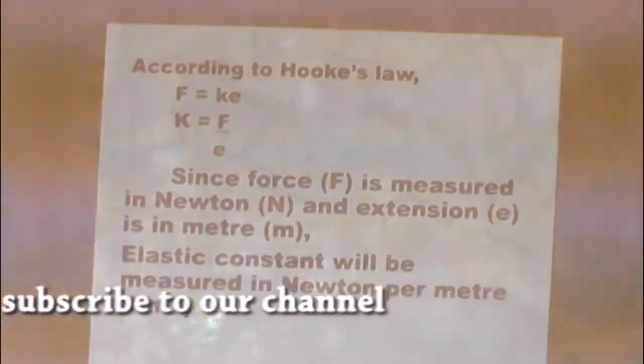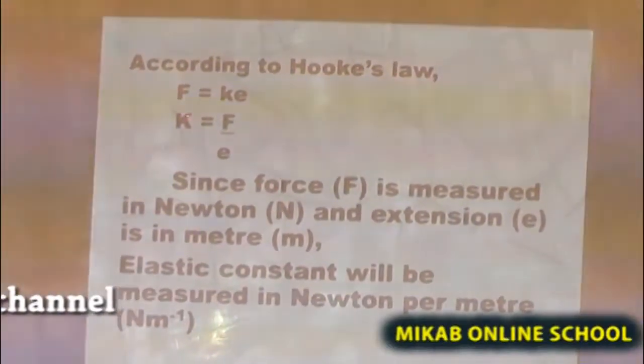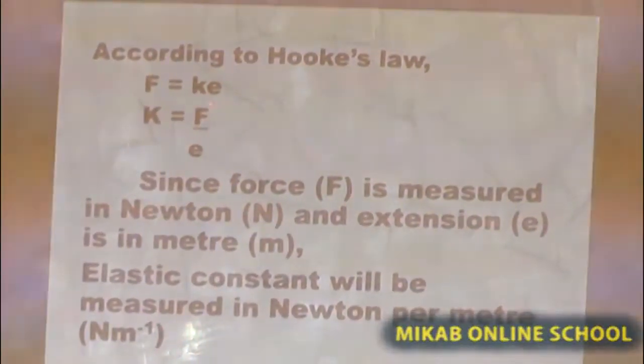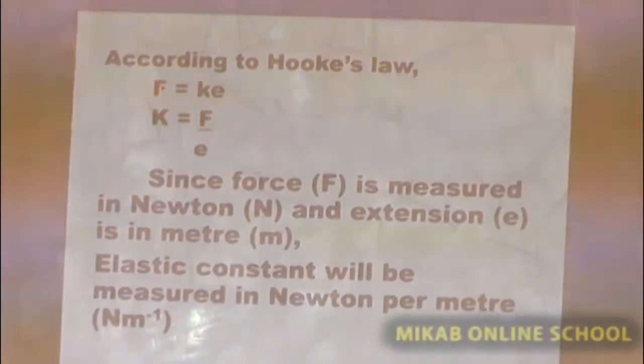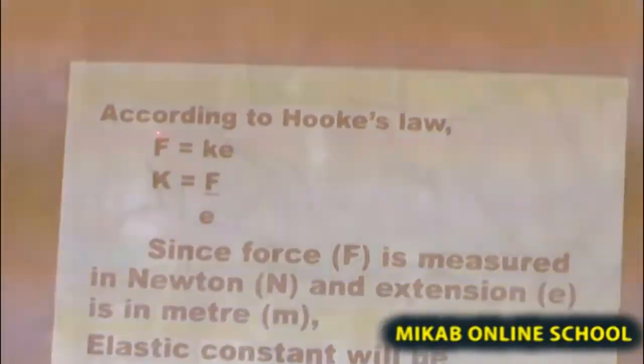We are going to start from where we stopped in our last lesson, which is the continuation of Hooke's law. We have discussed Hooke's law before now. According to Hooke's law, F, which is force, is equal to Ke. In our last class we said F is force, K is the elastic constant or stiffness of the material, and E is extension.